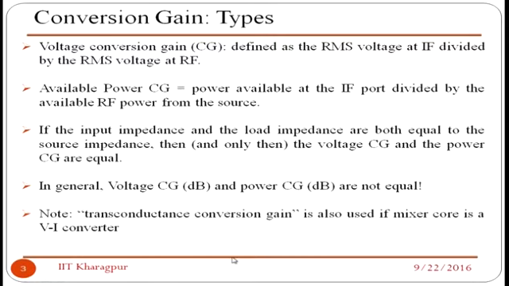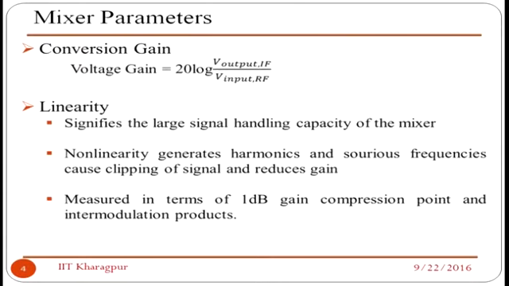Then another point is that sometimes you expect your mixer to give the output as a current, not as a voltage. Then it is called the transconductance conversion gain. So sometimes you require its modulating output to be the current, not the voltage. So this is called the transconductance conversion gain, that is 20 log of the output current at IF. So the only difference here is that the frequency terms have arrived, which was unlikely in all other amplifier design and so on.